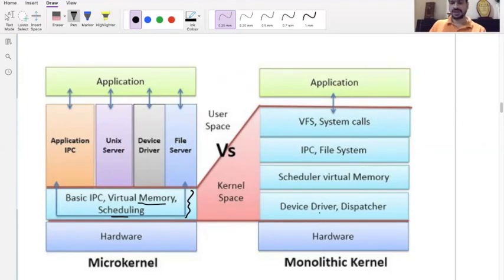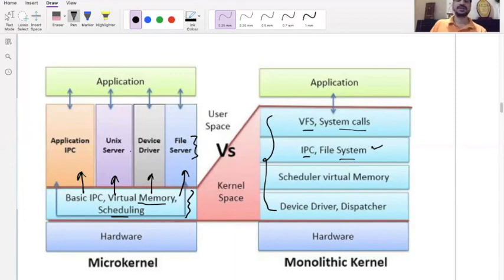Now, if we talk about the monolithic kernel, then all these things, like device drivers, dispatcher, scheduler, virtual memory, inter-process communication, file system, virtual file system, and system calls, are all in one program. All these are part of the kernel in a monolithic kernel, and all are running in the kernel space or system space. Whenever we require, let's say we are managing the file system, we have to go to kernel mode or supervisor mode. The management is done by the kernel, but here they are separate entities.